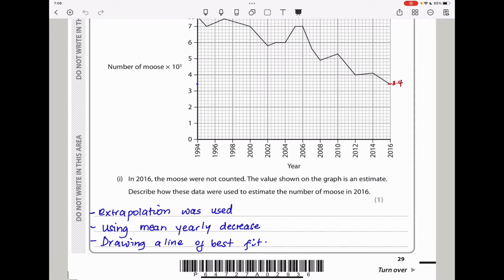So here I could say they could have used extrapolation. Using the previous years' data, you could extrapolate to estimate the data for 2016. You could use mean yearly decrease as well. And then you could draw a line of best fit and also be able to get that. So this was a 1 mark question. Any of this would be okay.